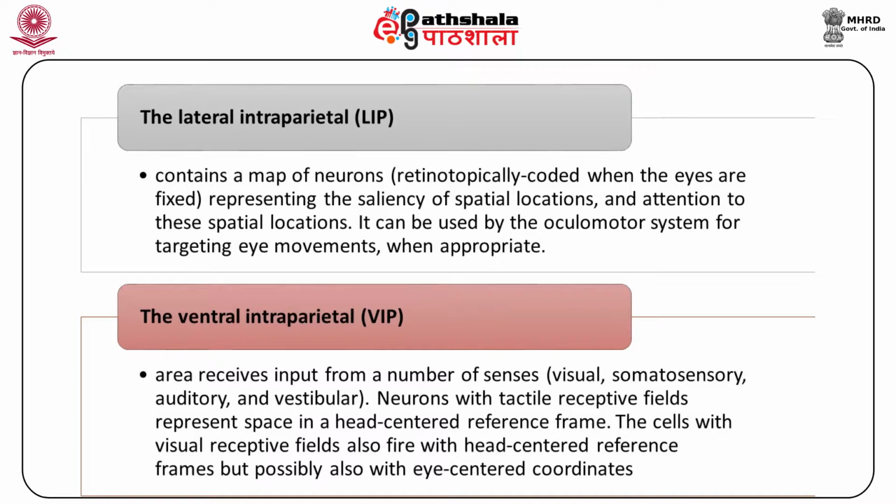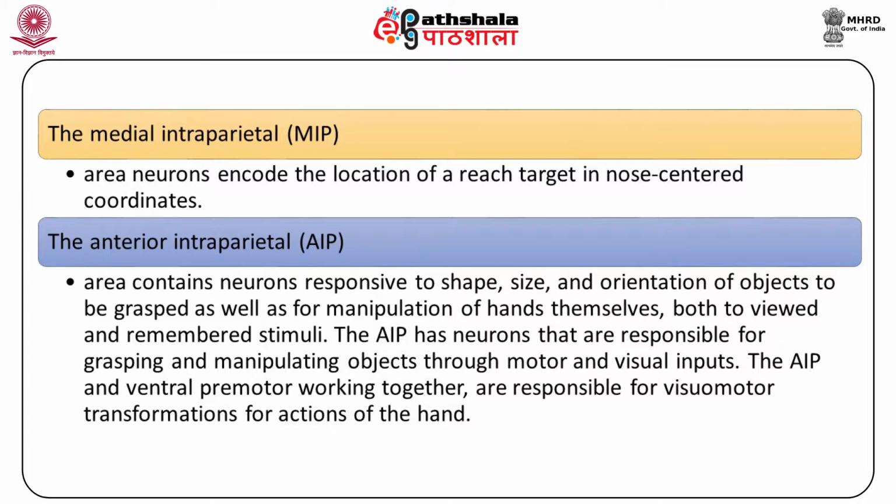These cells with visual receptive fields also fire with head-centered reference frames, but possibly also with eye-centered coordinates. The medial intraparietal or the MIP area, neurons encode the location of a reach target in nose-centered coordinates. The anterior intraparietal or the AIP area contains neurons responsive to shape, size and orientation of objects to be grasped, as well as for manipulation of hands themselves, both to be viewed and remembered stimuli.